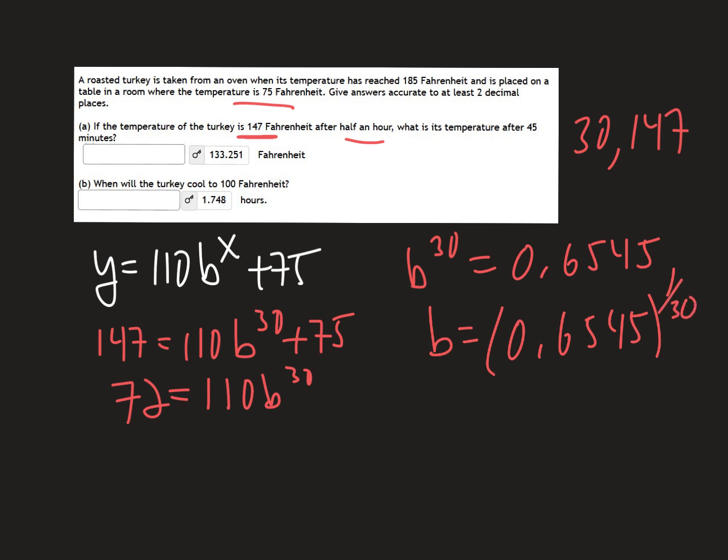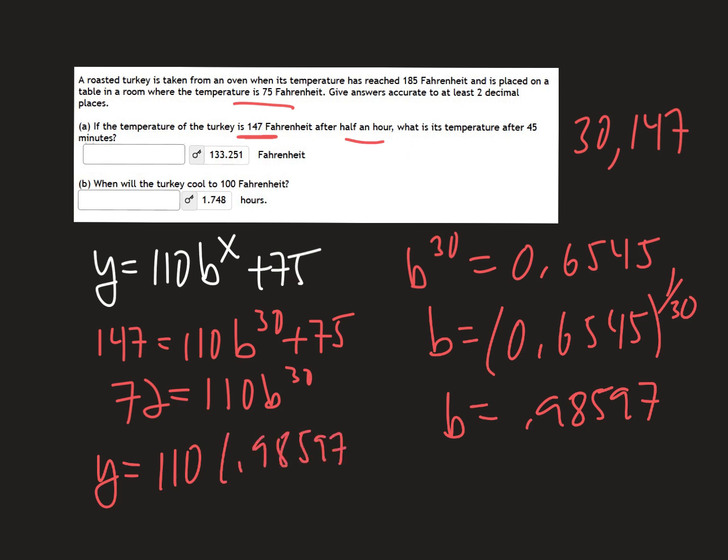So I've got this on my calculator still, so I'm going to raise it to the 1 divided by 30. No, I just typed 7 divided by 30. Just a minute here. So I'm getting b is equal to 0.98597. Since I'm trying to keep my open math happy, I'm going to go with more decimal places. That is an exponential decay equation because the base is less than 1, right? So then that leaves me this equation. I have y equals 110 times 0.98597 to the t or the x plus 75.